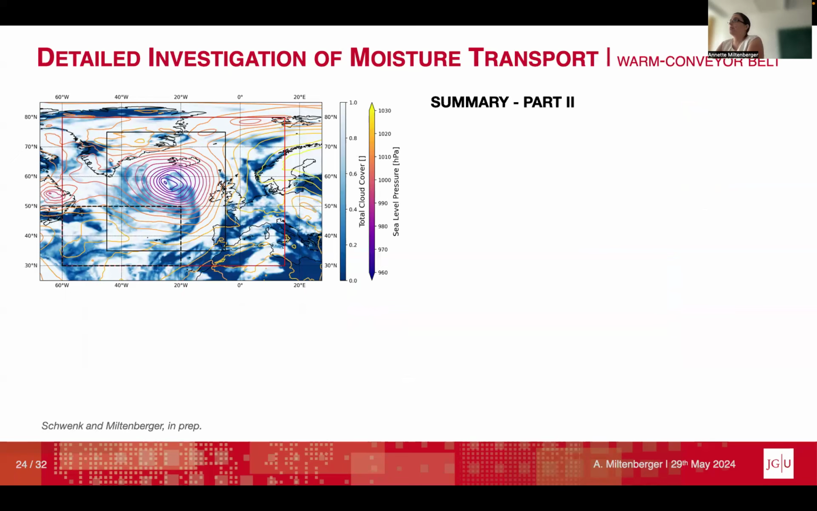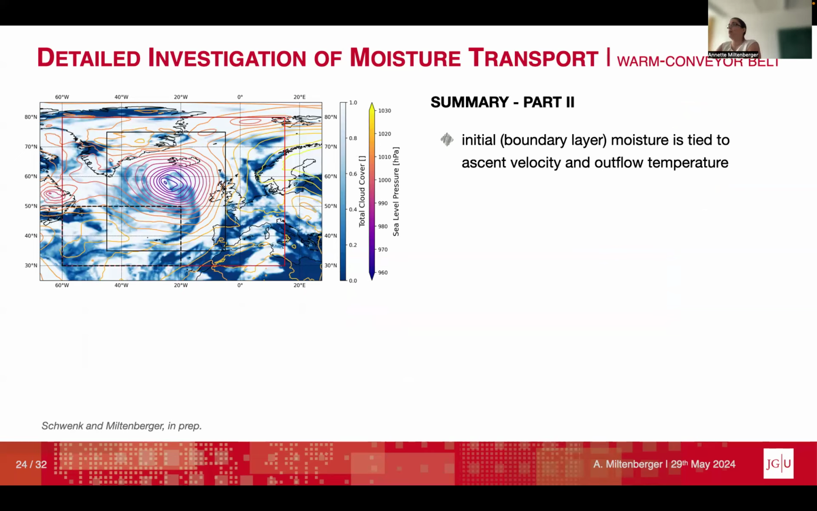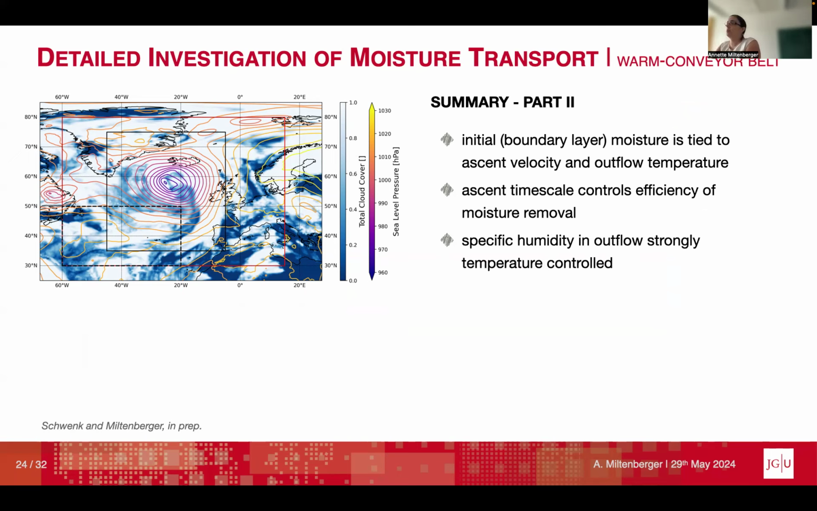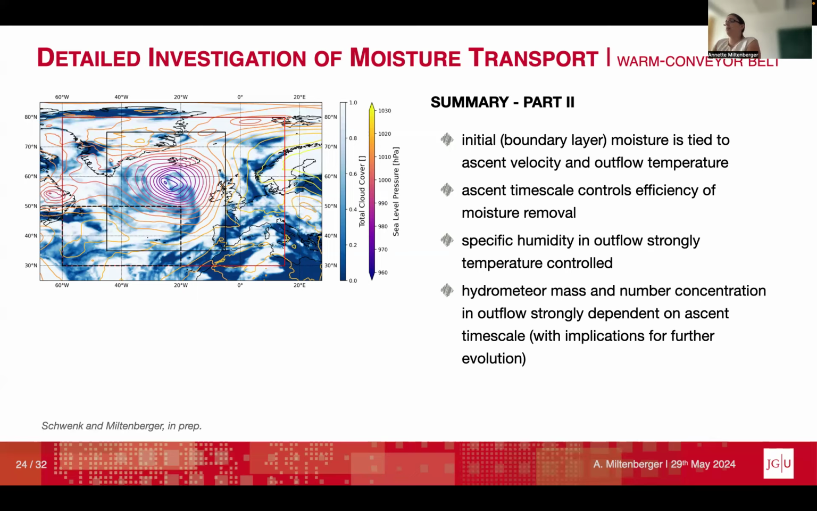Okay, let me summarize this in-depth view on one conveyor belt moisture transport. The initial boundary layer moisture is tied to ascent velocity and the outflow temperature, and this has very strong implications for the specific humidity that it can transport there. The ascent timescale controls very efficiently the moisture removal. Specific humidity in the outflow seems to be very strongly temperature controlled, and there's very little wiggle room for the microphysics. However, we see larger spread in the hydrometeor mass and number concentration in the outflow, which is also strongly dependent on the ascent timescales, and which has implications for further evolution.